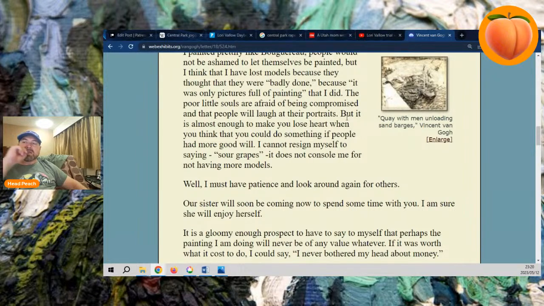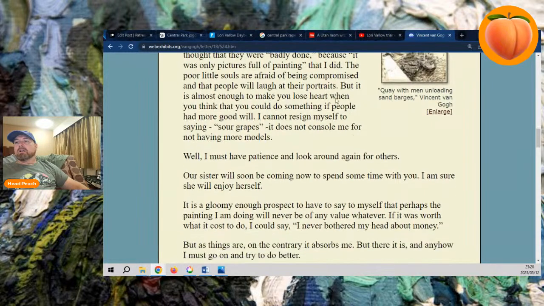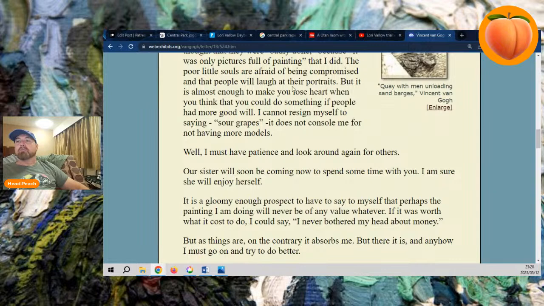So you get the idea that when he solicits a model, if that's the word, maybe they come to his home or his room and they see the work that he's done and they're like, Jeepers, you aren't a real painter. And maybe they ask him, well, have you actually sold your art? Are you a professional? And then what can he say? And then they say, you know what? I don't think this is really about painting. You're not actually a real painter. Maybe you think you are, right? So anyway, he says, the poor little souls are afraid of being compromised and that people will laugh at their portraits.